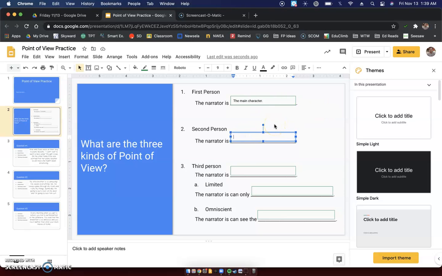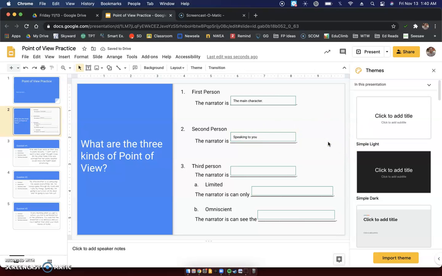And then in second person, the narrator is speaking directly to you. And so we see the pronoun you a lot. We talked about how it might be like directions, like in a recipe. The narrator might be trying to tell you how to do something, and they're telling you to do it in a certain order. That would be second person. So in second person point of view, the narrator is speaking directly to you.